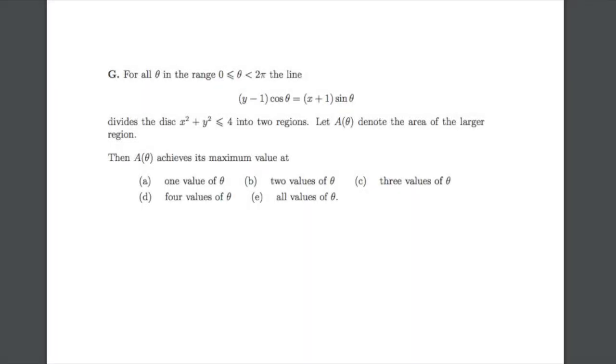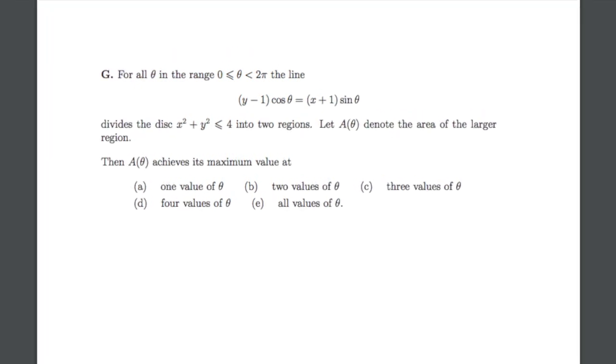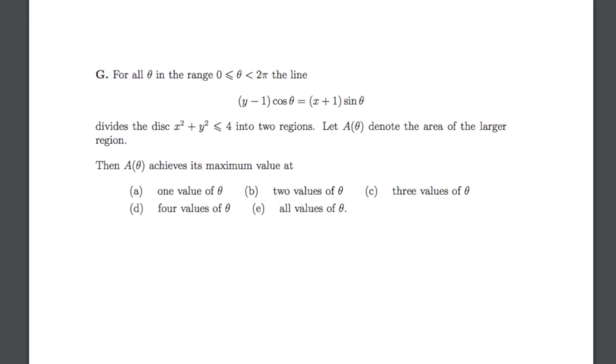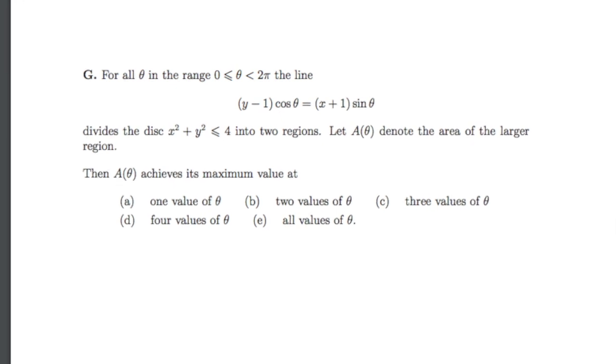Hey guys, today we're going to look at question 1G of the 2017 MAT exam. The question tells us that for all values of theta in the range between 0 and 2 pi, the line y minus 1 times cosine of theta, which equals x plus 1 times sine of theta, divides the disk x squared plus y squared less than or equal to 4 into two regions.